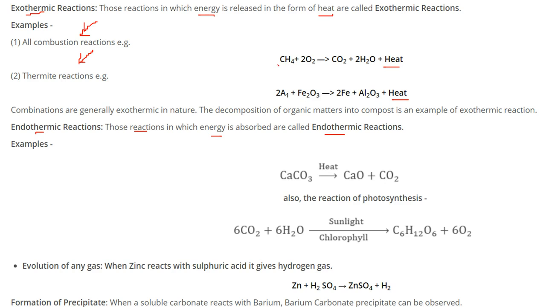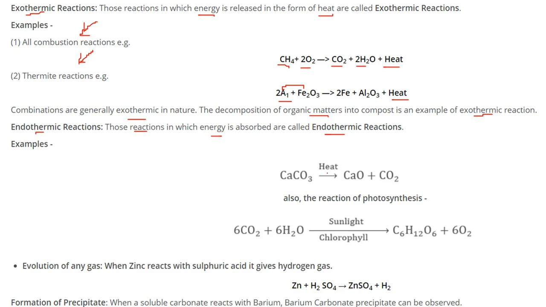For example, CH4, this is methane basically, when it combines with oxygen, it gives rise to carbon dioxide and water along with heat. When aluminium replaces the Fe, iron, from ferric oxide, it gives rise to heat. So combinations are generally exothermic in reaction. When things combine, they are exothermic. The decomposition of organic matter into compost is again an example of an exothermic reaction.